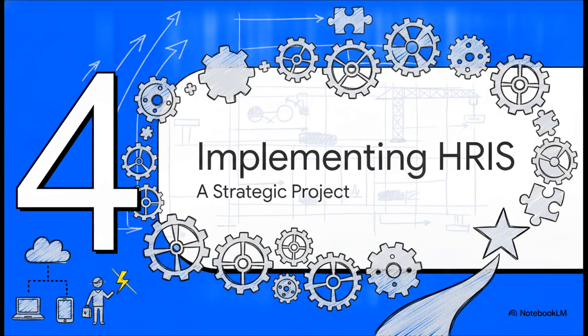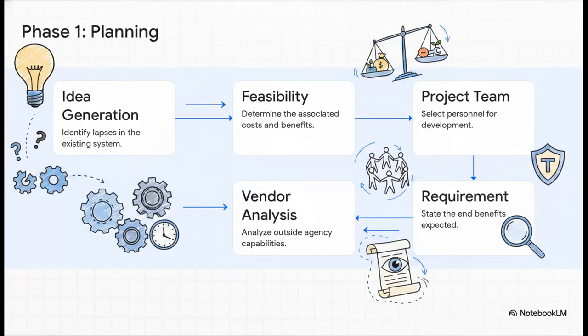Moving to Section 4, implementing your HRIS. Let's look at how a company actually builds this out, because trust me, it is a massive, highly strategic project. It's not like downloading an app on your lunch break. Phase 1 kicks off with idea generation, basically identifying the glaring lapses in your current system. Next, you run a feasibility study, which figures out both the tangible and intangible benefits, plus what it's going to cost you, fixed and operationally.